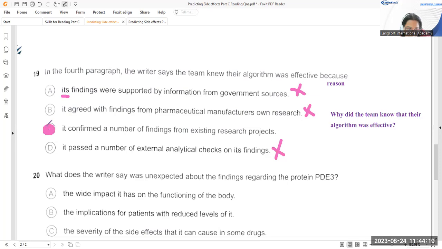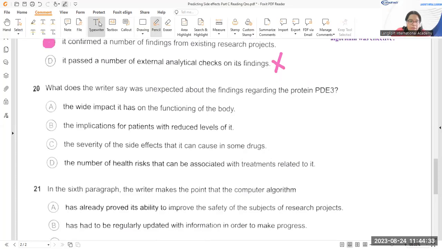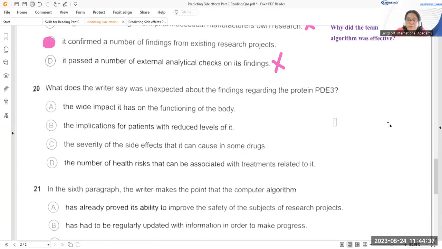Now, let's have a look at the 20th question. Smita, can you read the 20th question for me? What does the writer say was unexpected about the findings regarding the protein PDE3? So we need to find out what is the unexpected aspect about the findings regarding the protein PDE3. They are talking about some finding related to protein PDE3, and there is something unexpected about it. That's what we need to figure out.